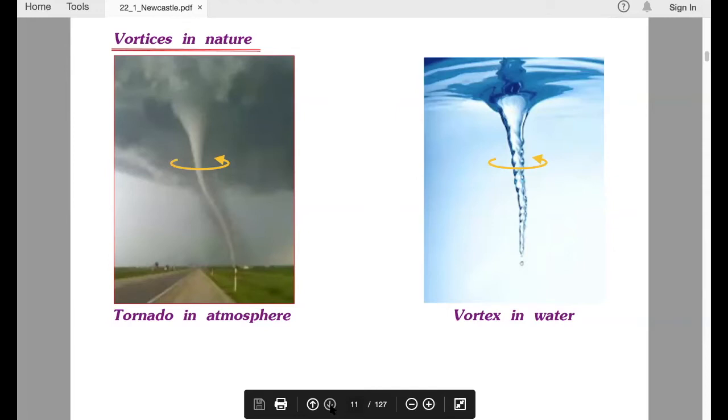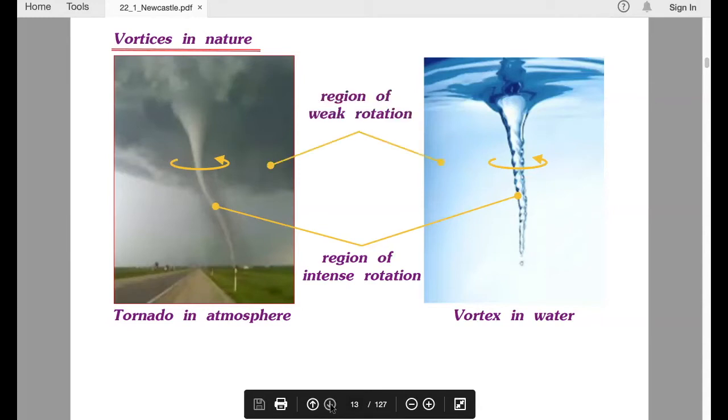Now, of course, the region of intense rotation is more or less where you see localized these dust or these bubbled water, and the region of weak rotation is very even very near, but anyway away from this intense region of vorticity, of rotation.